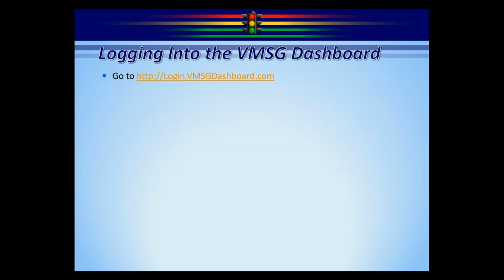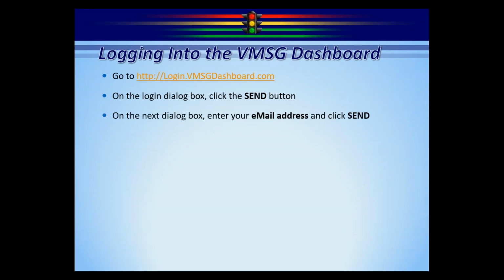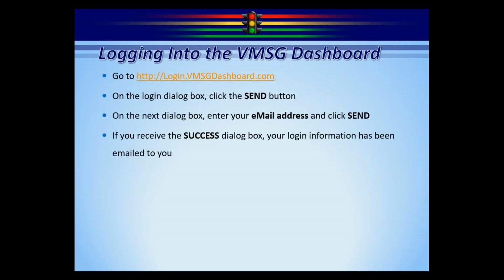Here's the link. You can either go to login.vmsgdashboard.com or just vmsgdashboard.com. If you go to vmsgdashboard.com, there's a link in the top right corner that says current user login here, or you can go here. It'll take you right to the login. There's a dialog box that pops up. It's going to have a send button on it, meaning send me my information. You'll click on that. You put in your email address, and then it's going to give you a dialog box. The dialog will either say error or some sort of an error, or it'll say success. If it says success, hey, I found your email address, found your login information, sent you the email. If it says error, please contact us. We'll get you fixed up.